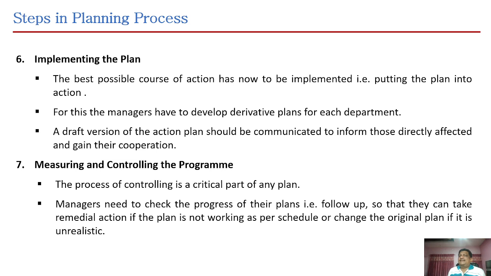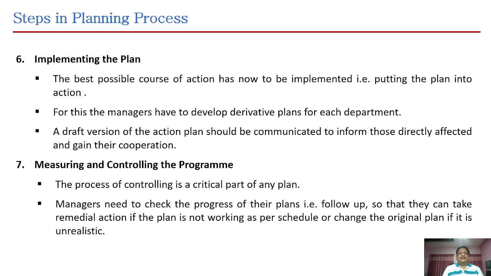Then next, once we have decided the course of action, means the plan is decided, is implementing the plan. How we are implementing this plan is also an important step, the sixth step. The best possible course of action has now to be implemented, that is putting the plan into action, the actual execution of the plan. For this, the manager has to develop derivative plans for each department. Means the main plan is decided, then we have to divide this task department wise, and a draft version of this plan will be discussed with the different departments, and we will also discuss how we are implementing it.